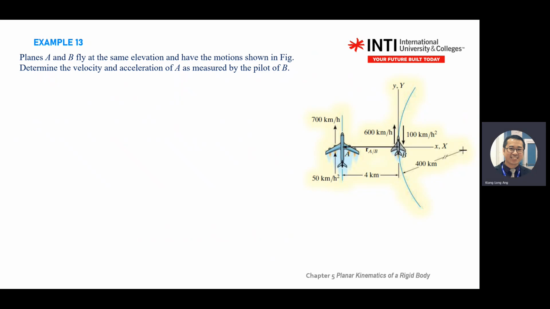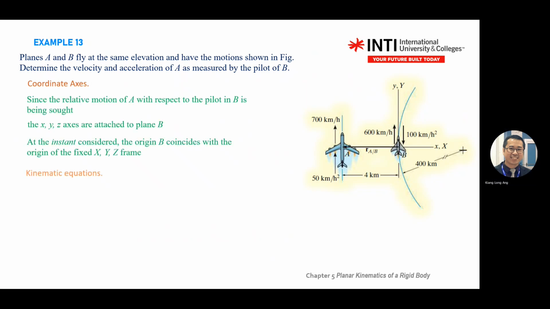Okay, so when you see this kind of question, you see curvilinear motion, recall back your chapter 1, chapter 2 circular motion equation. You have your n and t here, right? So coordinate axis. So you recall this equation. Again, when you need to use this equation, when you see big X, big Y, small x, small y on the diagram, then memorize, apply. All right. B, because why? It asks you to determine the velocity and acceleration of A as measured by pilot B.